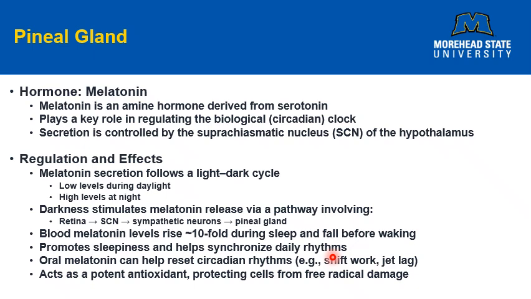So what happens is melatonin has low levels during daylight and high levels at night. This is why they tell you to take it when you're sleeping or want to sleep. And what occurs is darkness stimulates melatonin release via a specific pathway, and it actually comes into play with our senses. Okay, the retina takes in our vision input, and the suprachiasmatic nucleus, or SCN, of the hypothalamus signals the sympathetic neurons, which lead to the pineal gland, which then leads to the release and production of the melatonin.